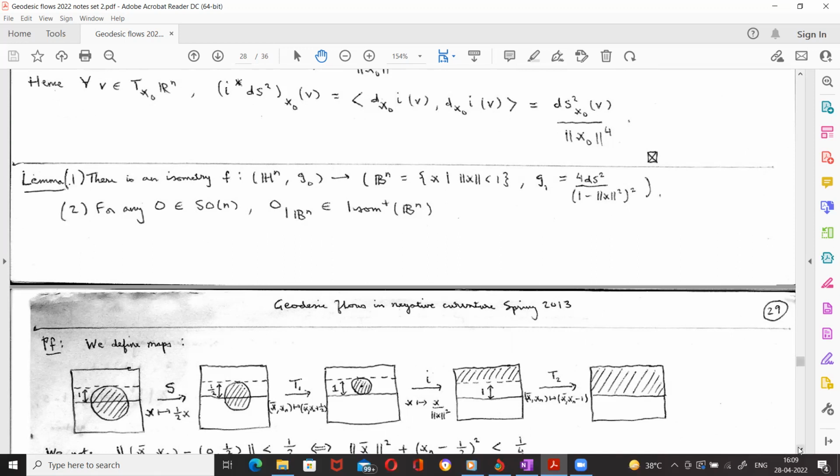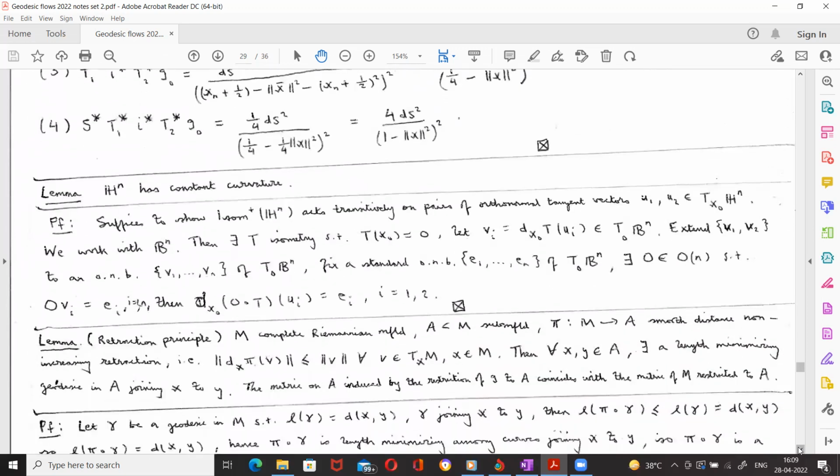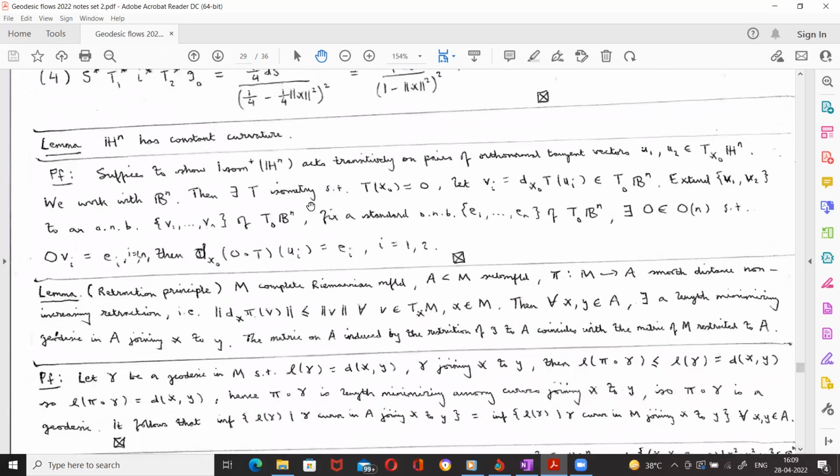So this will now tell us, to finish today, that Hn has constant sectional curvature, right? And for that, we know that sectional curvature is preserved by isometries. So it's enough to show that the isometry group acts transitively on pairs of orthonormal tangent vectors u1, u2. Is that clear? Then it will act transitively on two planes in the tangent spaces, right? Any two plane at any point, I can send to any other two plane at any other point.